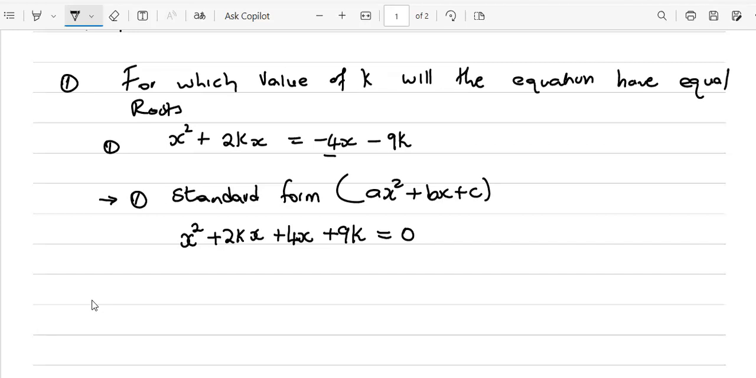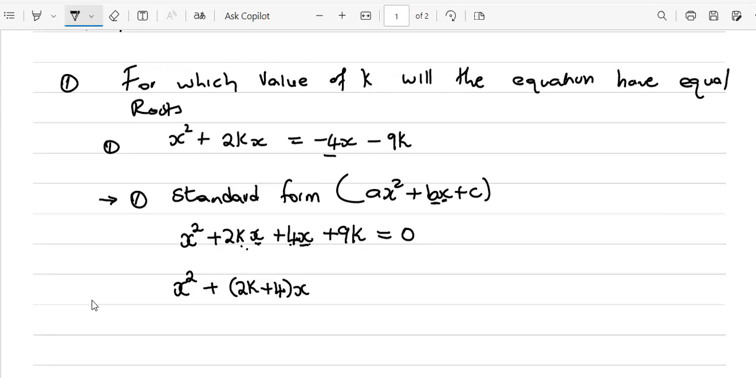Can we see that we have two terms that have x? We have 2kx and 4x. We can't have two values of b, and we can't combine these two because they are not like terms. This one has 2k and this one is just 4. The best way to make it one term is to take out the common factor x. So it will be x squared plus x times 2k plus 4. Can you see that the value of b will be 2k plus 4?